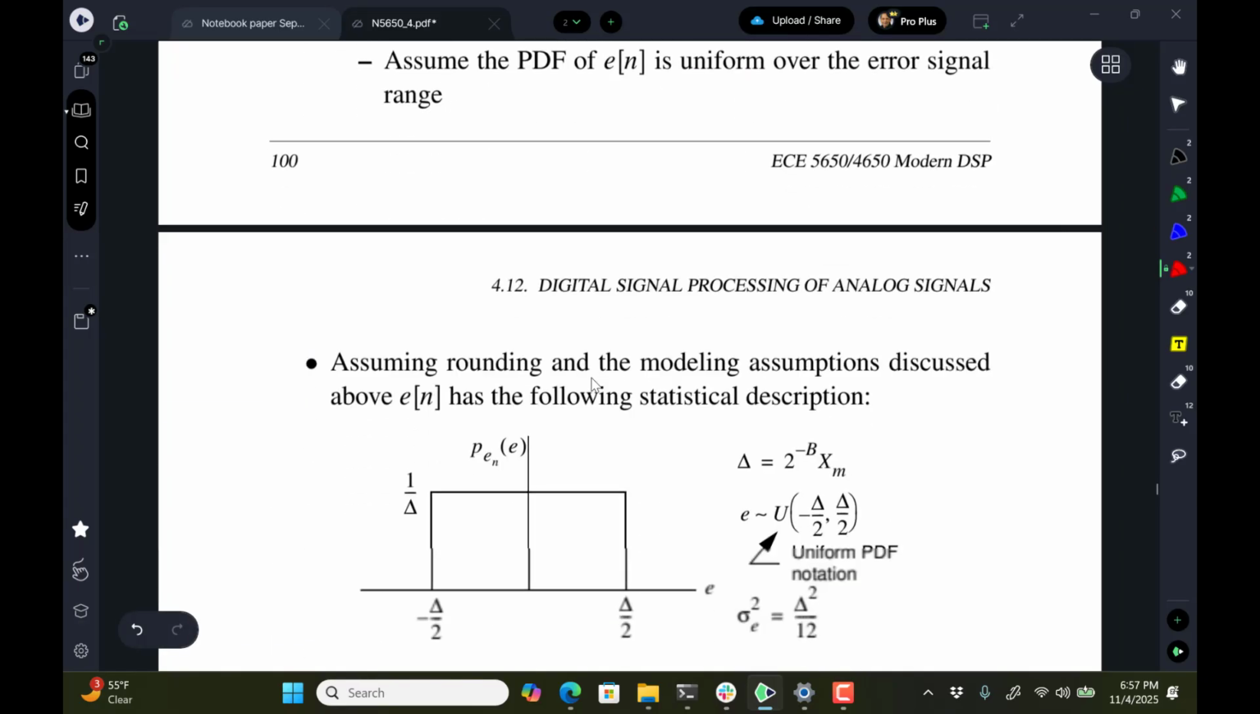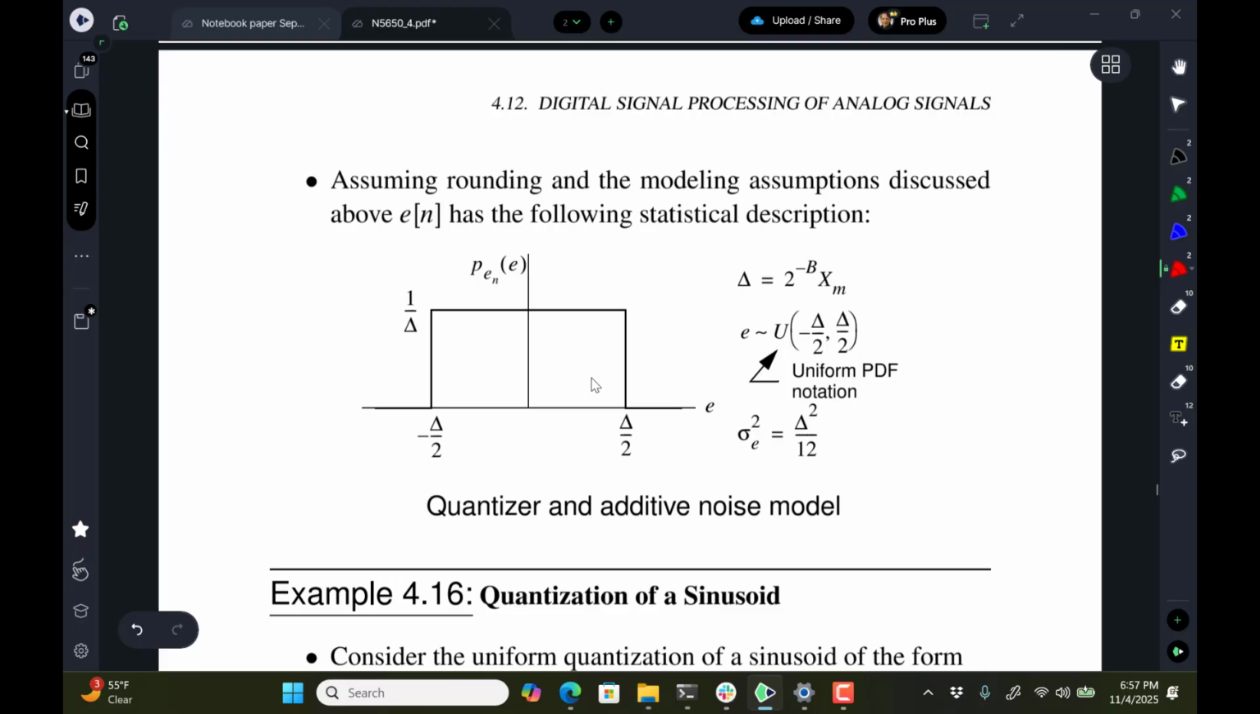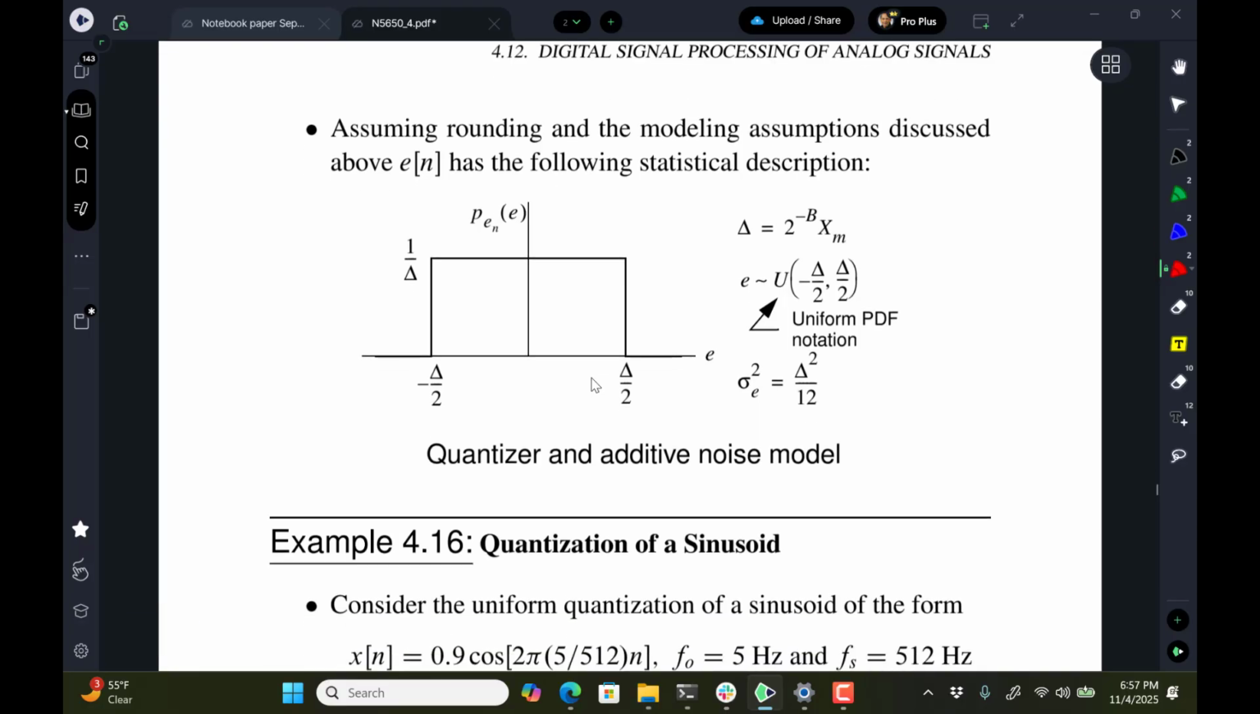And this is the shape of the PDF. It ranges from -delta/2 to +delta/2, and delta is related to the x max for a quantizer. So if our quantizer was +1 and -1, then that would tell us that x max is equal to 1. And these are the types of things that I give you in the homework. So it's a good time to go look at the homework.